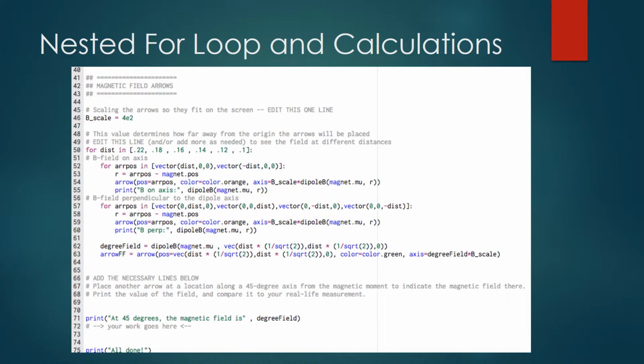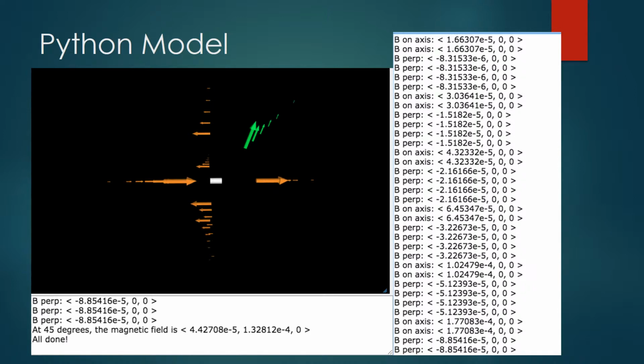On this screen, you can see the final product of all that coding, the Python model. In this model, you can see the magnetic field on axis and on perpendicular axes to the bar magnet, as well as at a 45-degree angle to the top right. You can also see here, as I said before, that the magnetic fields decrease as distance increases, and you can sort of see them fade away. On the bottom of the screen and to the right of the screen, you can see the actual calculated values of these magnetic fields, with the values closer to the bottom being the ones that are at a closer distance.